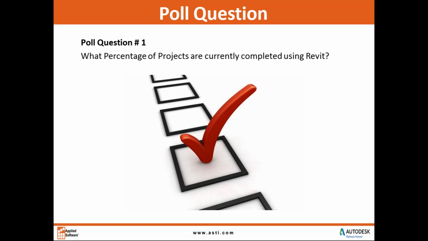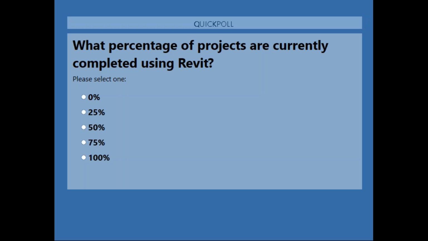So with that, let's go ahead and I'm going to start a little poll here. On your screens, you should see a poll, and I'd like to ask everyone, what percentage of projects are you completing 100% using Revit? You'll see over here we have 0, 25, 50, 75, and 100%. Let me know what percentage of projects you are currently doing 100% in Revit. Go ahead and click on one of those, and we'll give everyone a few moments to complete that.